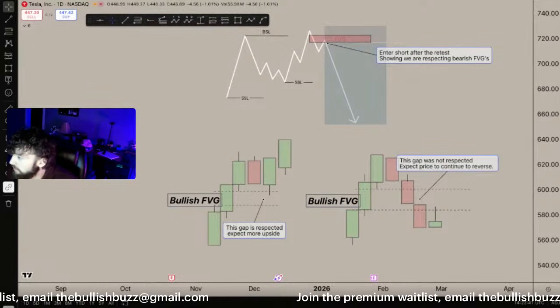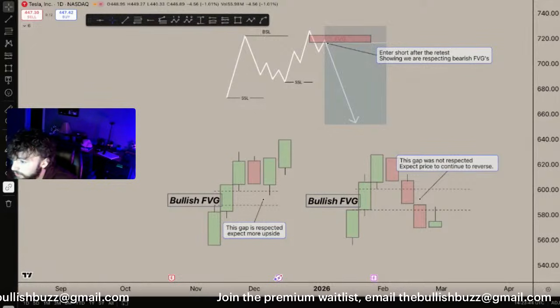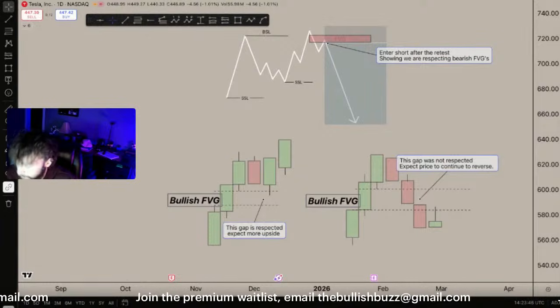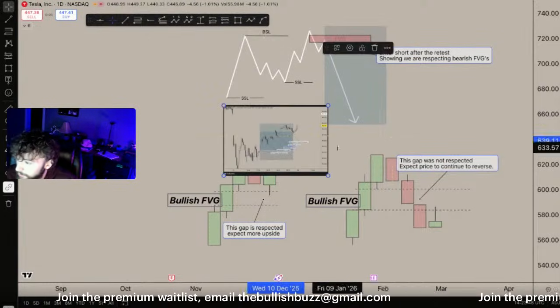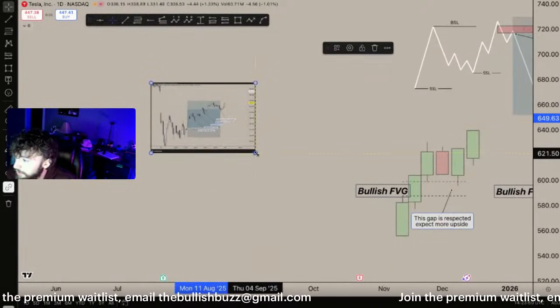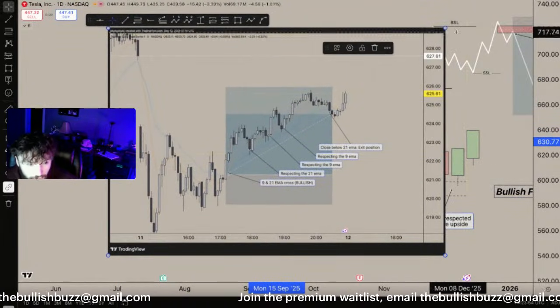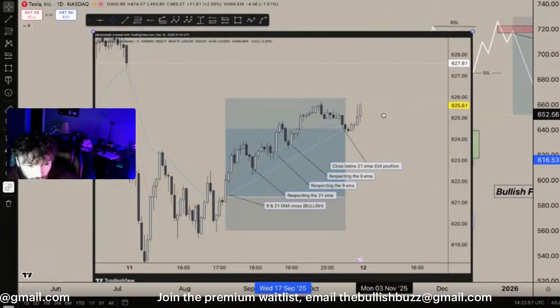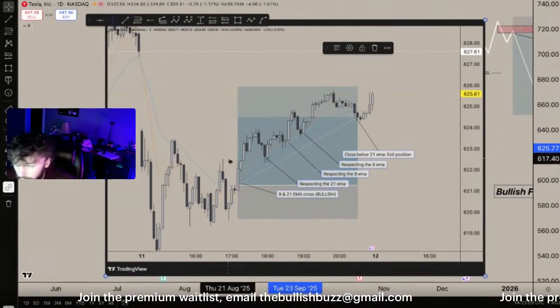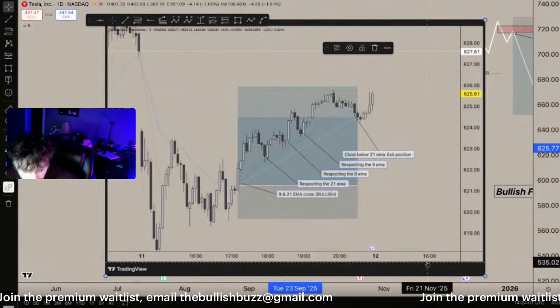I also did break down EMAs, and EMAs are super, super easy. So here's the 9 and 21 EMA. These are the ones that you're going to use for day trading. These are not used as a strategy. They're used as a confluence.